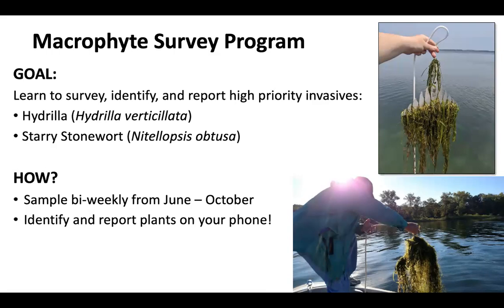And how will we accomplish this? Basically, we ask you all to sample bi-weekly, so once every 2 weeks from June to October. And you identify and report what you pull up on your rake. The rake that I keep talking about in all my emails and just everything is shown in this slide at the top right. Those are our new rakes that we just launched last year, actually. But basically you do a rake toss, you identify what's on your rake, and you report it using Survey123.